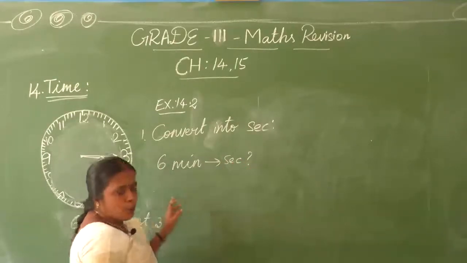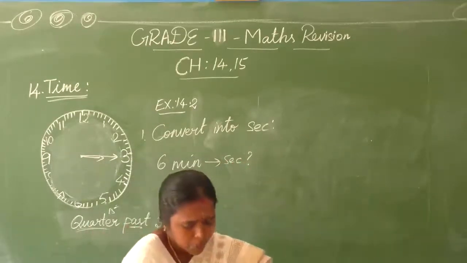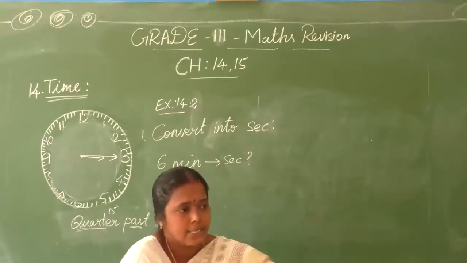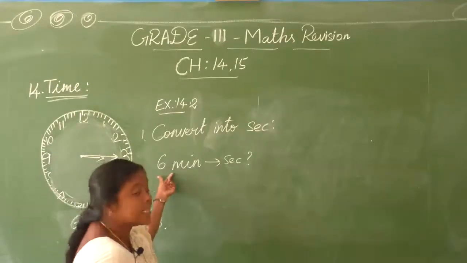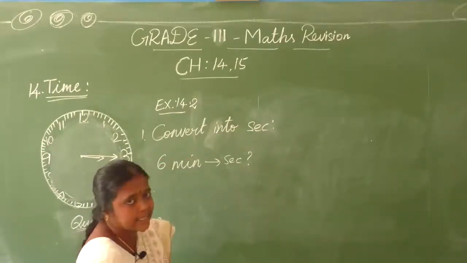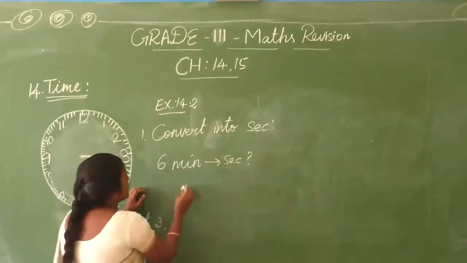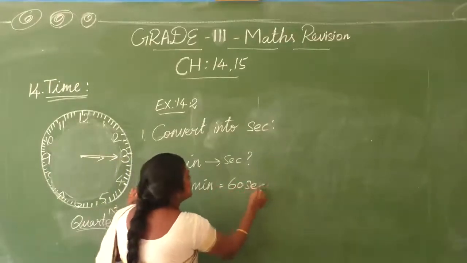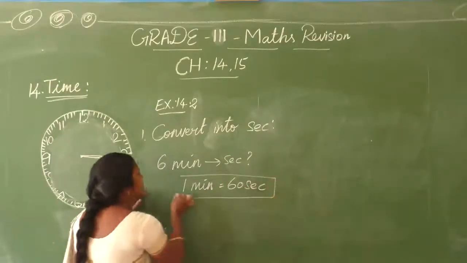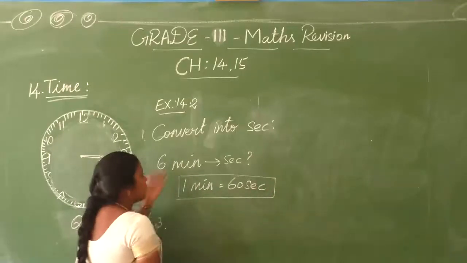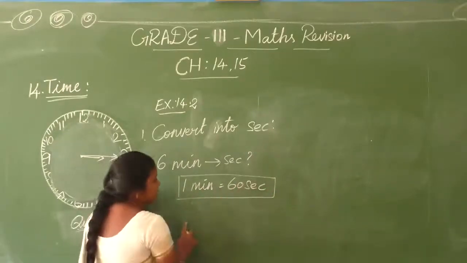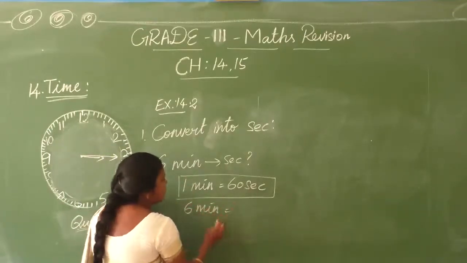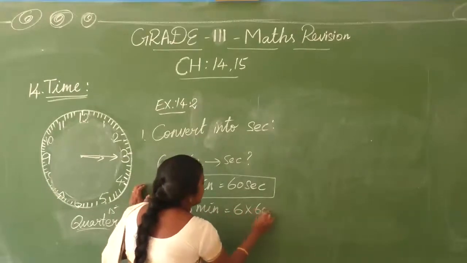Already we have seen 1 minute is equal to 60 seconds. Yes or no? 1 minute equals 60 seconds. The question given here is 6 minutes. So 6 minutes equals dash seconds. That is the question. How do you change? That result you have to write here: 1 minute equals 60 seconds. If you know the link only, you can find this answer. Our question is 6 minutes. Therefore, 6 minutes equals 6 into 60 seconds.